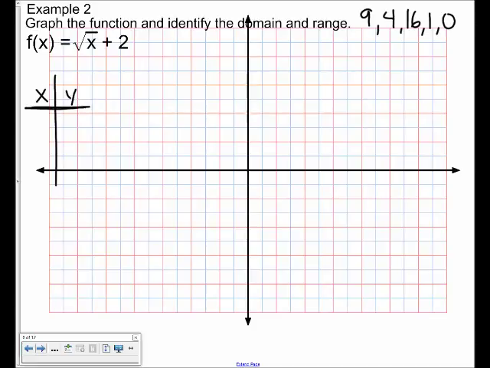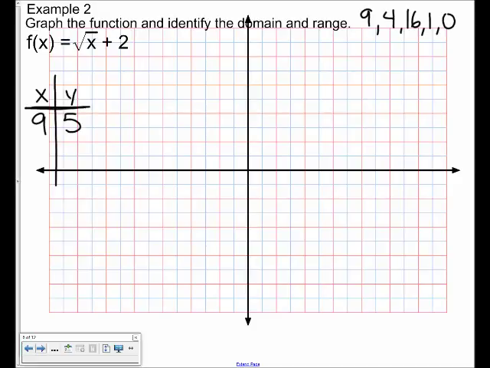Plug in 9. 5. How'd you get 5? 3 plus 2 equals 5. The square root of 9 is 3, and this equals 5. Do we all agree with that? The square root of 9 is 3, and 3 plus 2 is 5. So we plug in 9, we get 5, right? Okay, so we'll plot 9, 5.